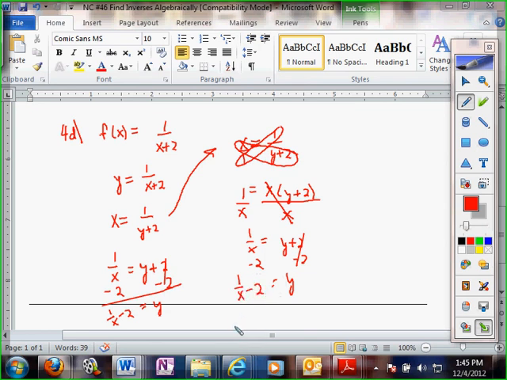Either way, pick or choose. There's typically a few different ways to solve each equation. Work with what you feel most comfortable with.